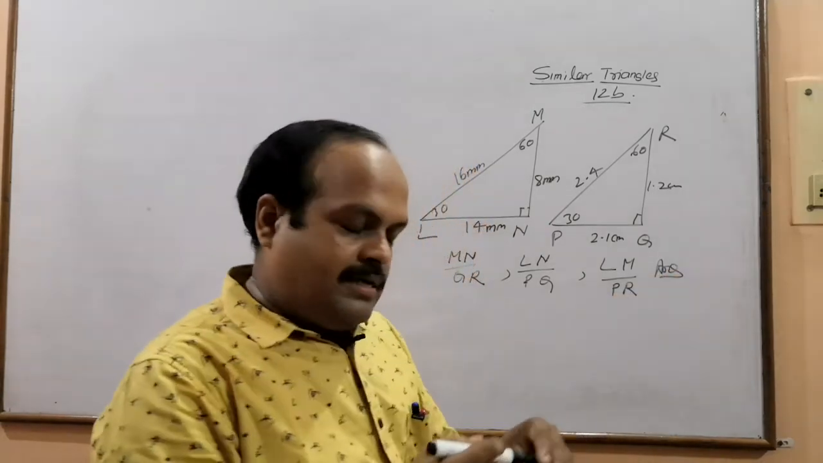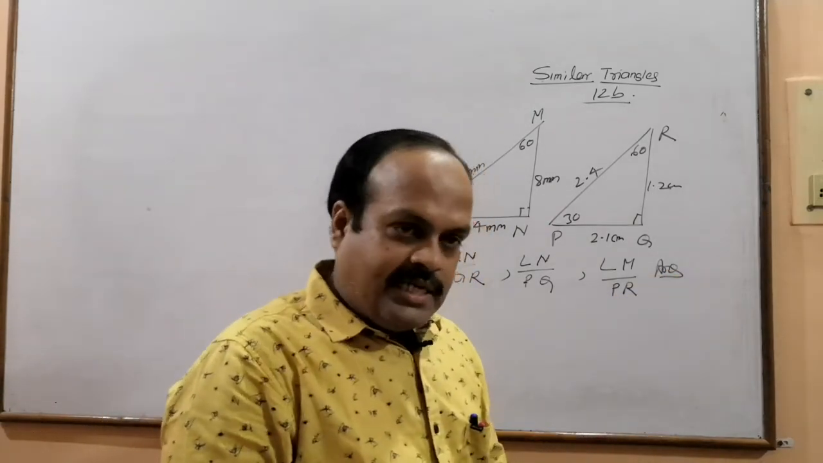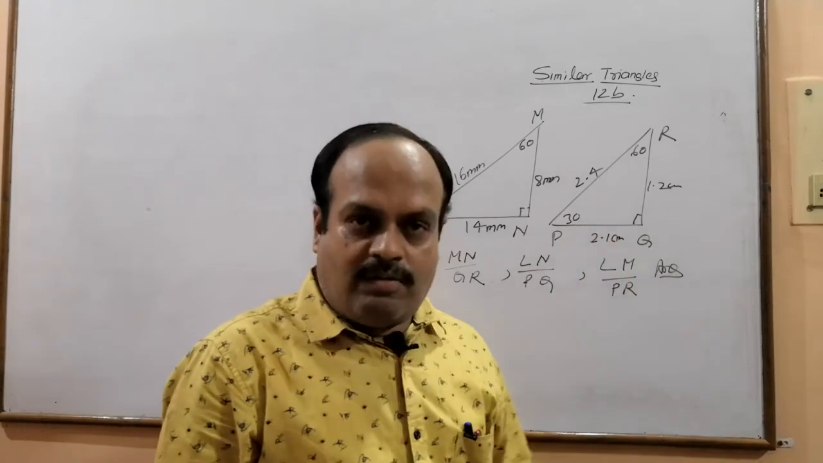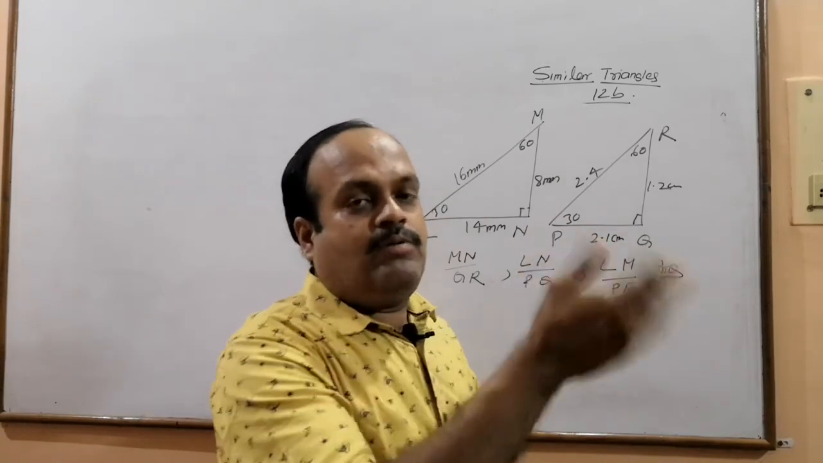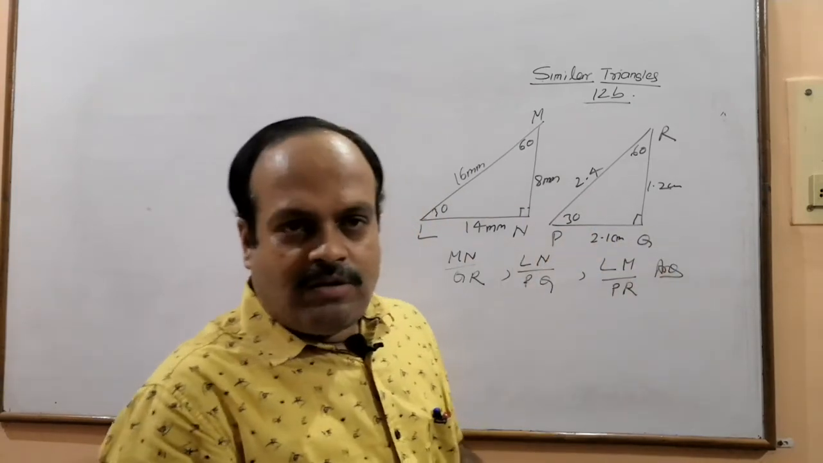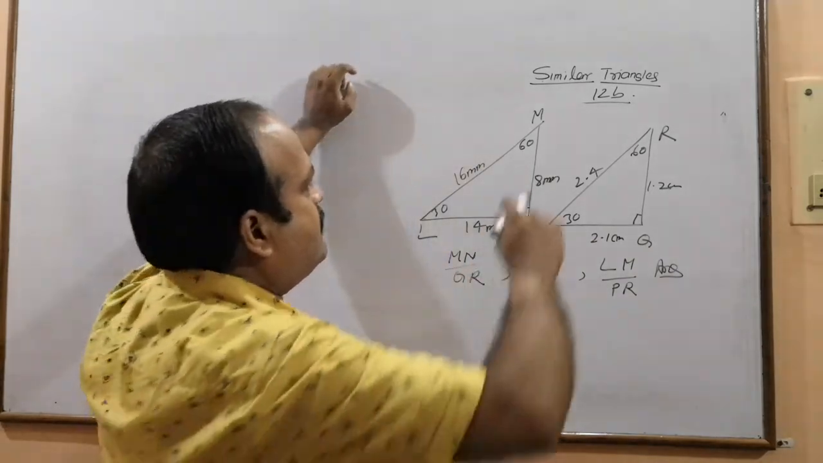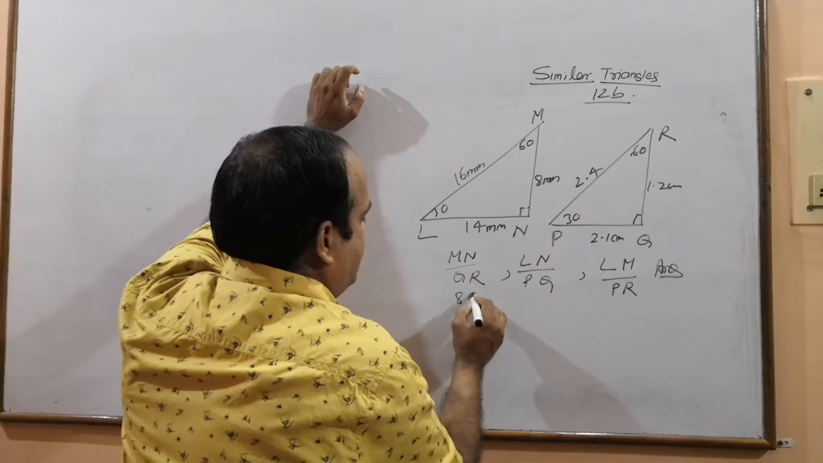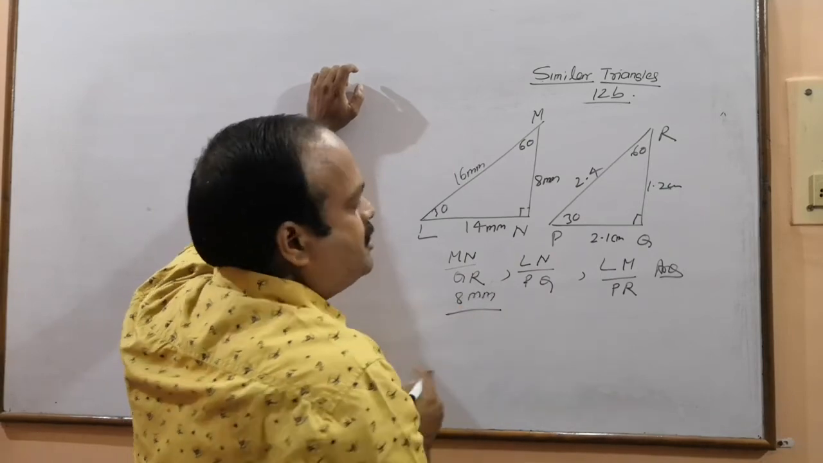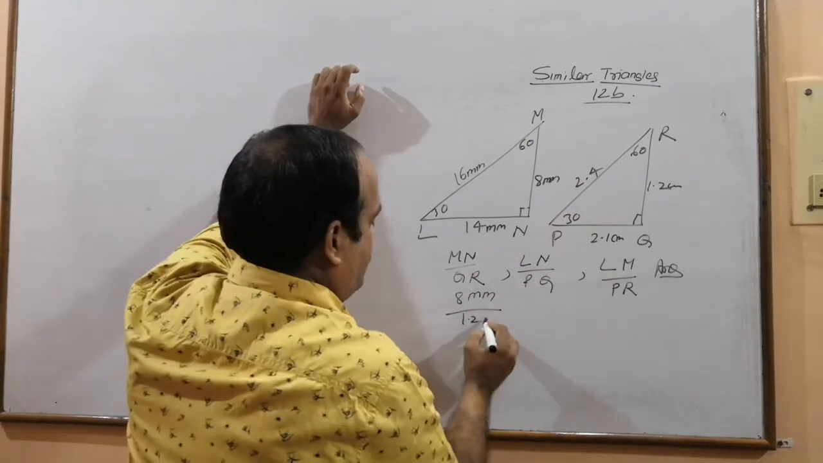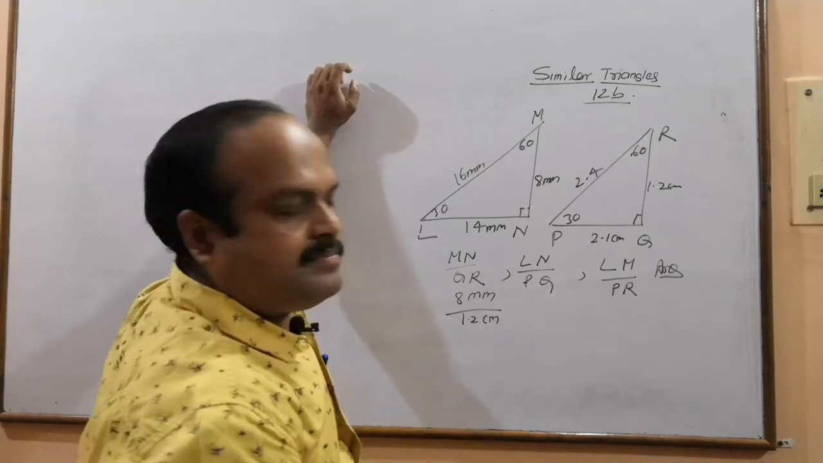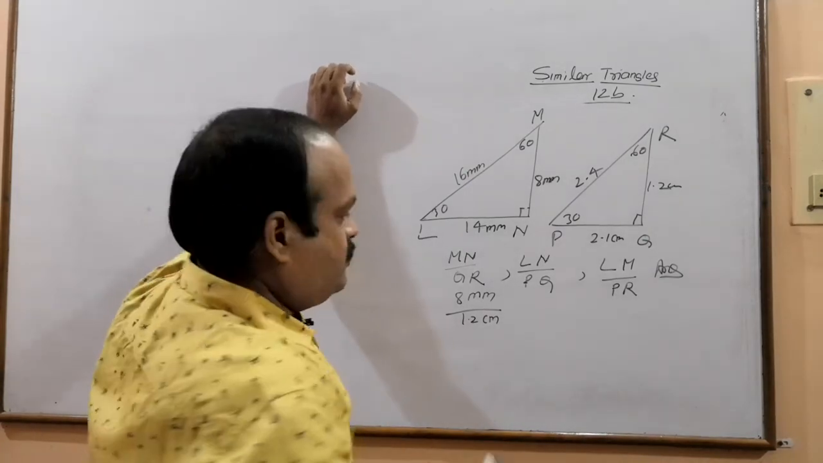Now the second part is check whether these ratios are equal. So these ratios are equal only when they have the same value. So we will write the length. MN is 8 millimeter upon QR 1.2 centimeter.